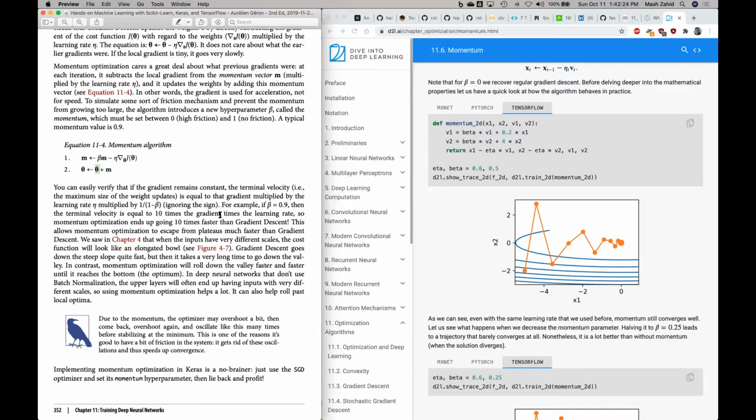Got it. And Raquel, do you know how the momentum vector gets calculated?